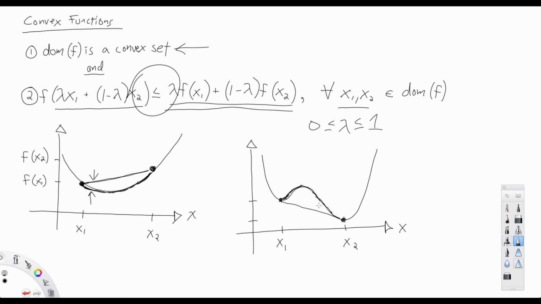In this case, we can see that this function value, in other words the left-hand side over here, is clearly greater than the line that connects x1 and x2. We have violated the requirement for a convex function, and so therefore this function is not convex.